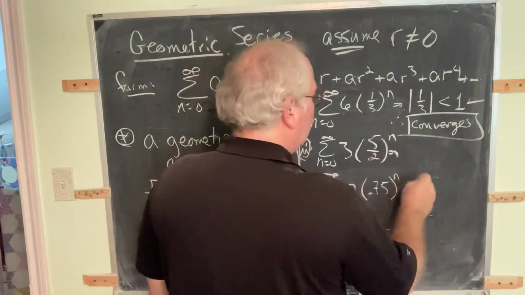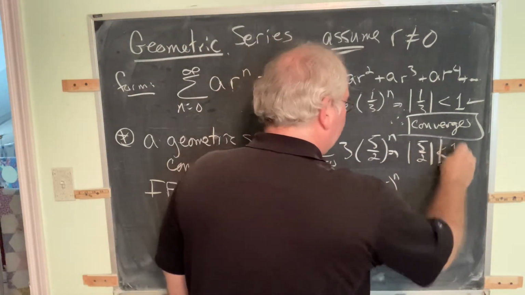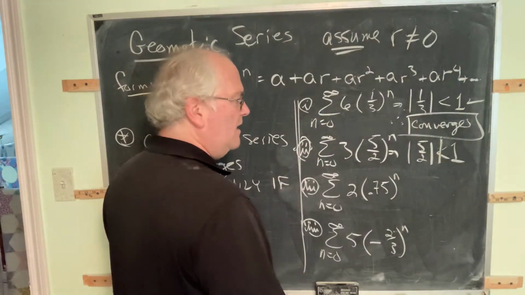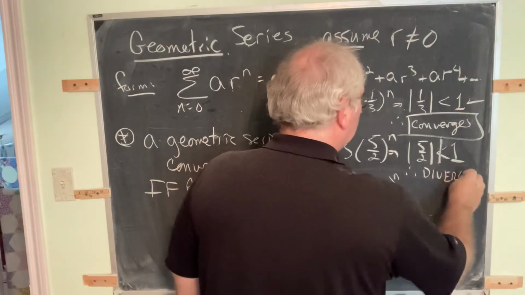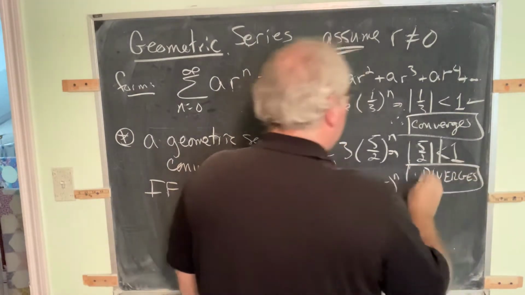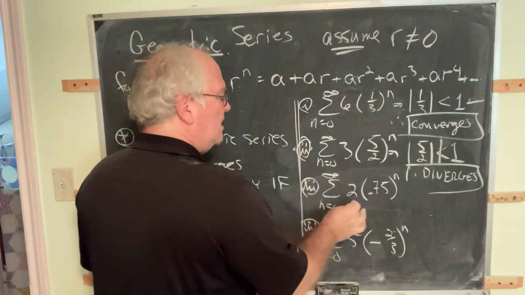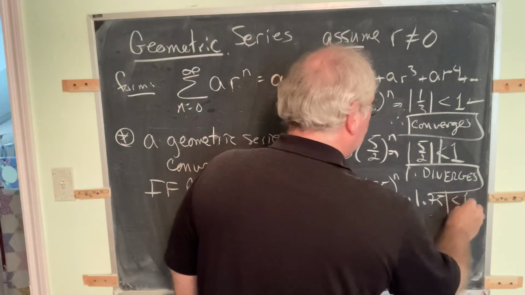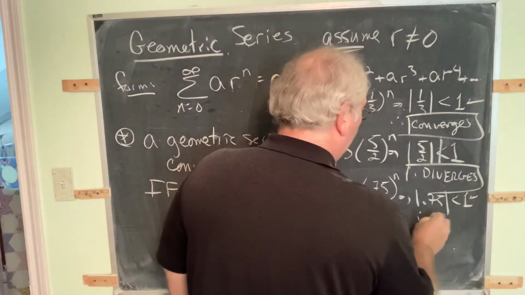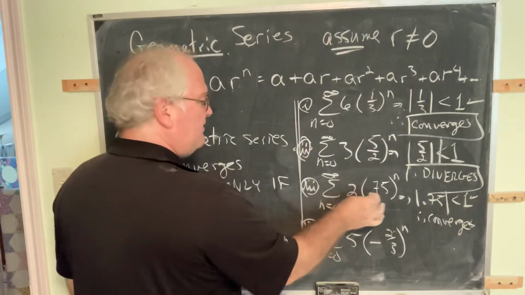In this case, the absolute value of 5/2 is not less than 1. It is not less than 1. Therefore, this diverges. This series does have a finite sum. This does not. Here, the absolute value of 0.75 is less than 1. Yes, therefore this converges. This actually does have a finite sum.